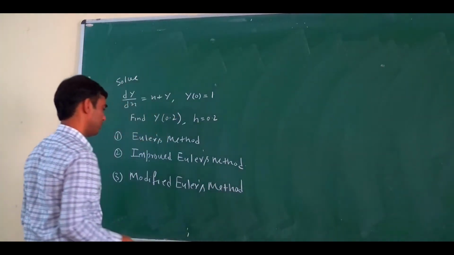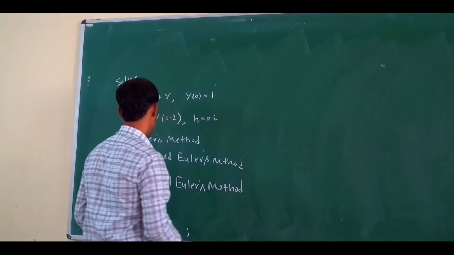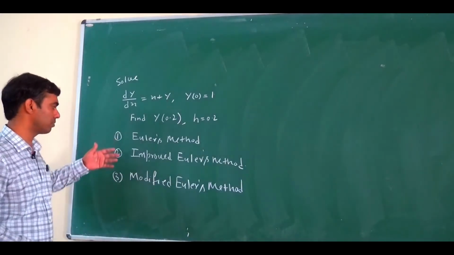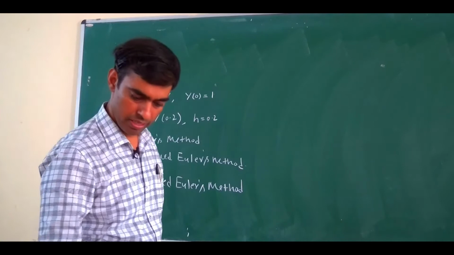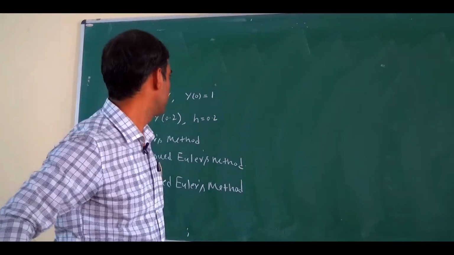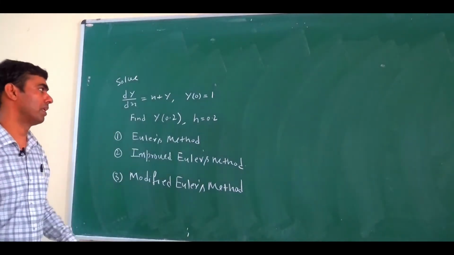And as we know, by Heun's method or polygon method, sometimes this is also called Euler's method. So this is a numerical example.